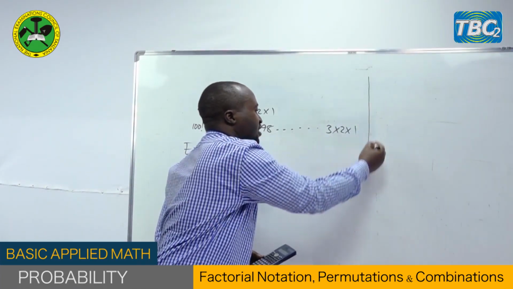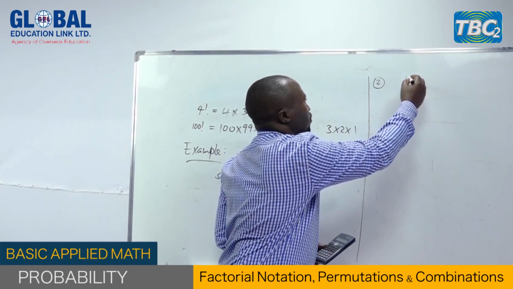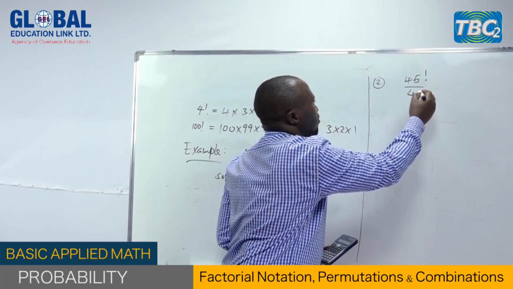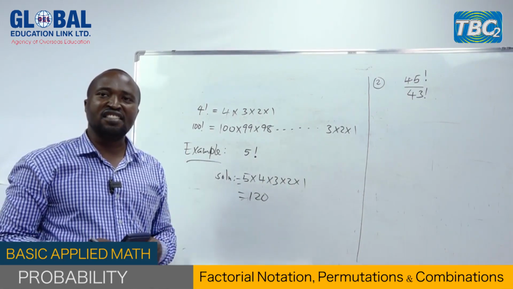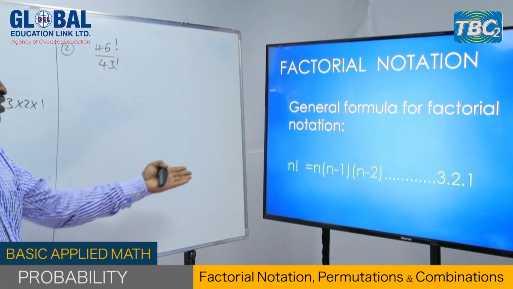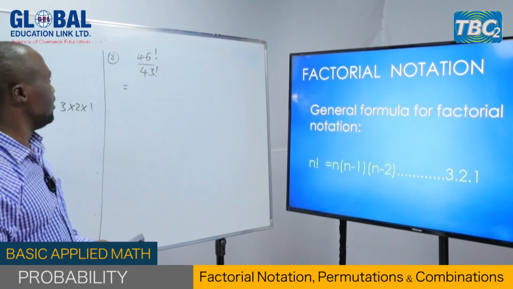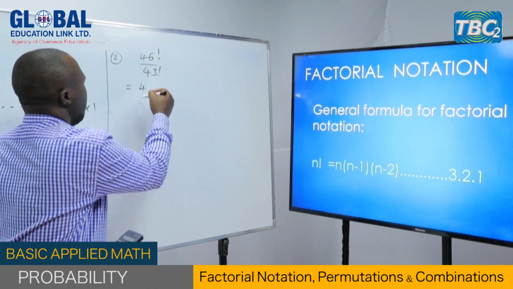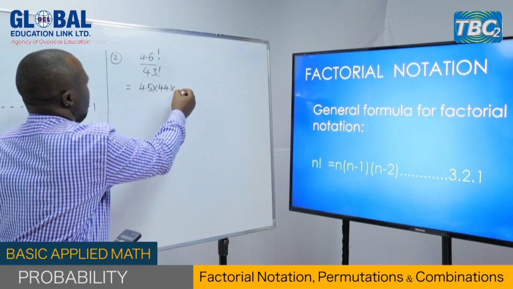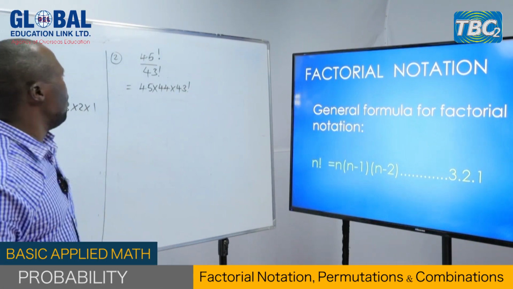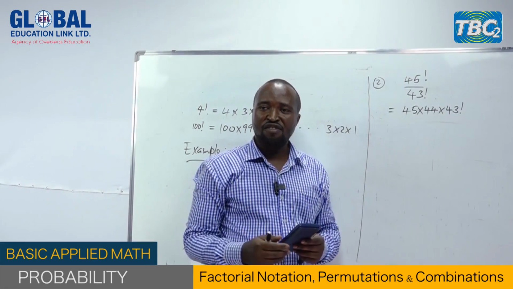My dear student, let us see the second question. Consider the question like 45 factorial over 43 factorial. A little bit different compared to the first example, but again, it is so simple. By using our general formula, we start with the numerator. 45 factorial is the same as 45 times 44 times 43 factorial. Why are we ending at 43 factorial? That is because in our denominator, we have 43 factorial.